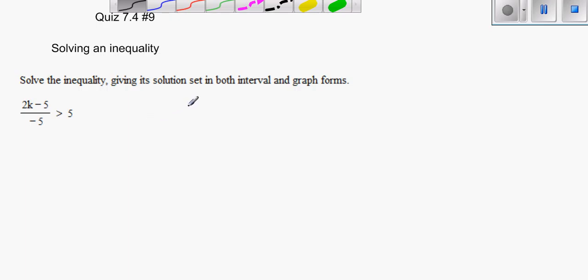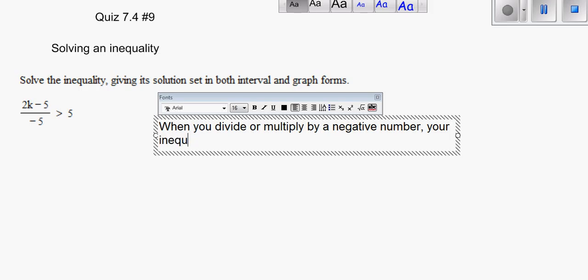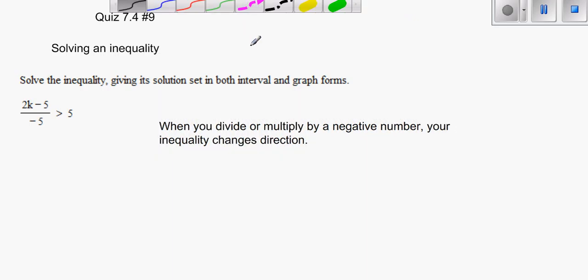And that special rule is when you divide or multiply by a negative number, your inequality changes direction. So that's the number one thing to keep in mind here as we're working this problem, is that if you multiply or divide by a negative number, that inequality symbol changes direction. Alright, so let's take a look.